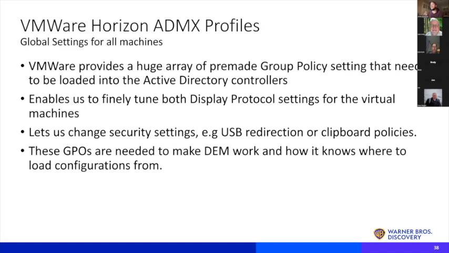They also help us with our security settings, like if we want to allow or disallow USB redirection, or like our clipboard policies. So with a virtual machine, I can copy and paste something from the OS I'm running it on into the virtual machine OS and back and forth if I allow it. These GPOs also are the configuration basics for DEM, and that's how it checks in with these GPOs to know where it needs to find its settings and what roaming home profile storage it should attach to.